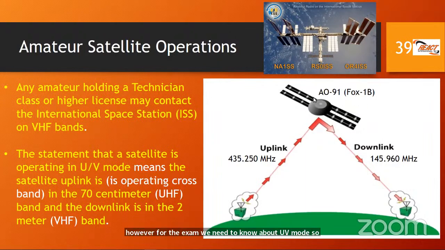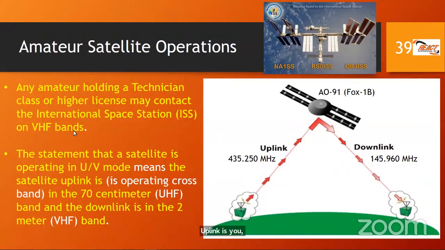So we have a satellite here, AO91, also called Fox 1 Bravo. That's a satellite that is in orbit around the Earth, and that satellite uses UV mode. These are real frequencies here, by the way. You can actually monitor the satellite if you have the ability to. So if you want to transmit and use a repeater on AO91, you will transmit on 435.250 megahertz. That's in the UHF band. So that's why it's U, and you will receive on 145.960 megahertz, which is in the VHF band, and that's V. So that's why it's called UV mode.